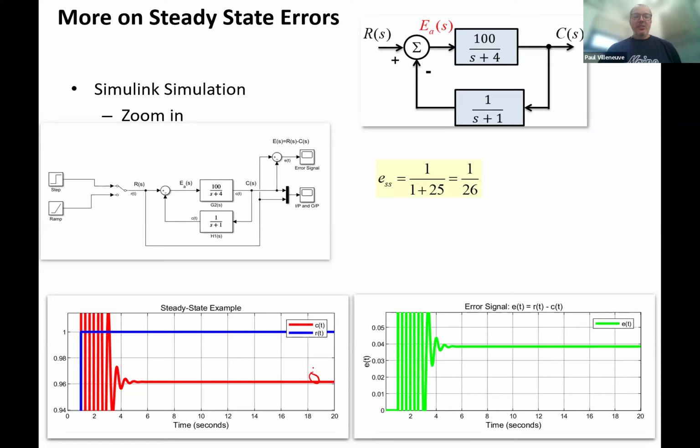All right, here is what it is zoomed in quite a bit. So you can see the C of t. Now you can clearly see it's not 1, it's 0.96. And my steady state error is right around 0.04, right? Which is almost 1 over 26. So that's way, way, way zoomed in.